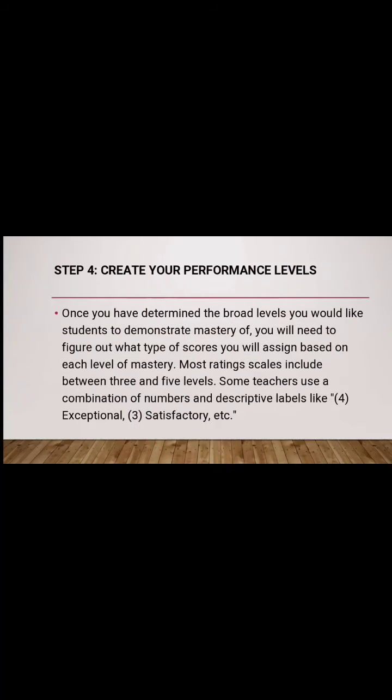Step 4. Create your performance levels. Once you have determined the broad levels you would like the student to demonstrate mastery of, you will need to figure out what types of scores you will assign based on each level of mastery. Most rating scales include between 3 and 5 levels. Some teachers use a combination of numbers and descriptive labels, like 4, exceptional, 3, satisfactory.